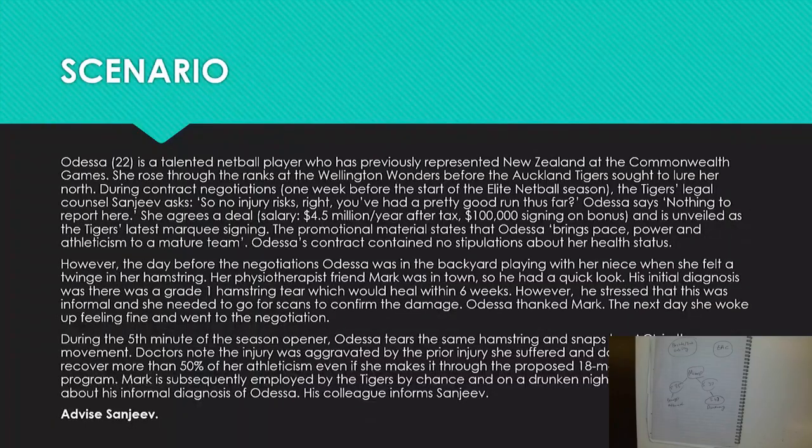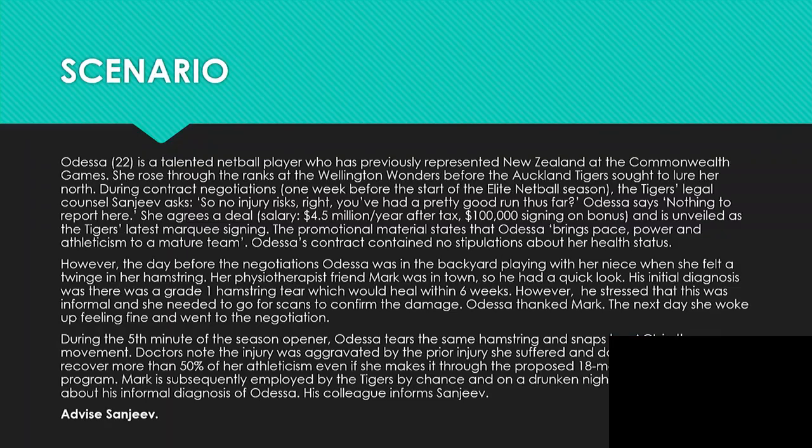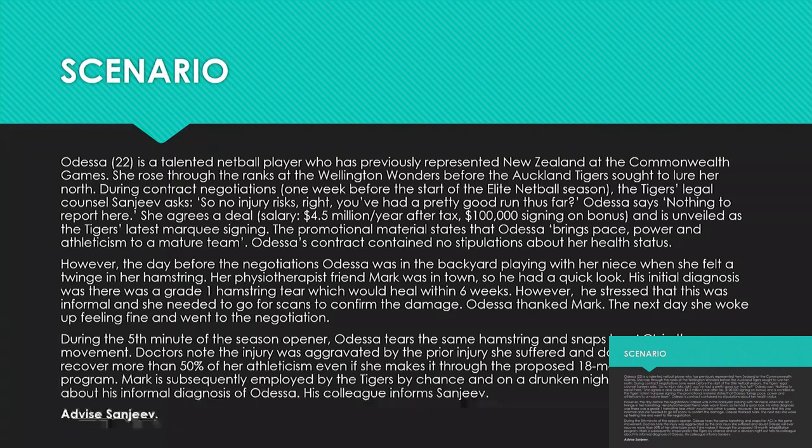Okay. So this scenario is about Odessa, and I'll just put it on both screens. So Odessa is a talented netball player. She's 22 years old. She's previously represented New Zealand at the Commonwealth Games. She rose through the ranks at the Wellington Wonders before the Auckland Tigers sought to lure her north during contract negotiations, which is 1 week before the start of the elite netball season.